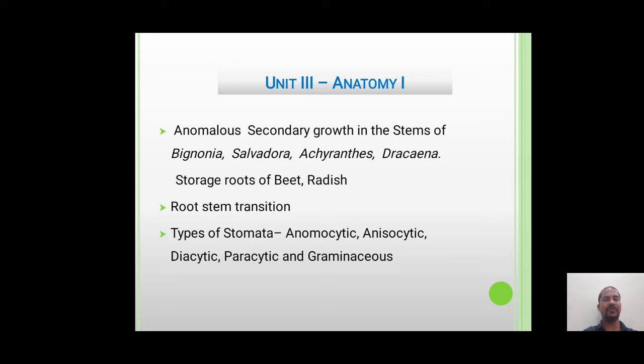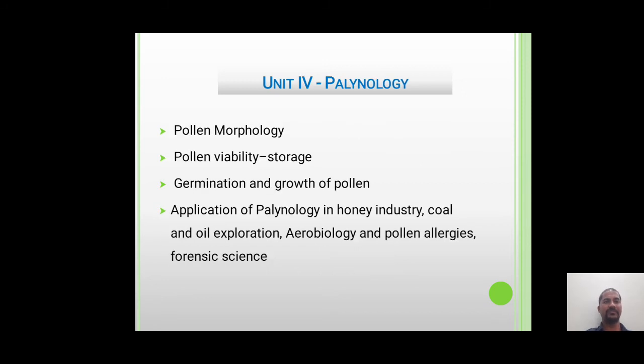Then the next point will be the types of stomata. Here mainly the 5 types of stomata we will study, that is anomocytic, anisocytic, diacytic, paracytic and gramineous. In first year you have already studied the structure of stomata and also the main 2 types of stomata, that is the dicotyledonous and monocotyledonous stomata. So here it is given in more detail. We are going to see all types of stomata.